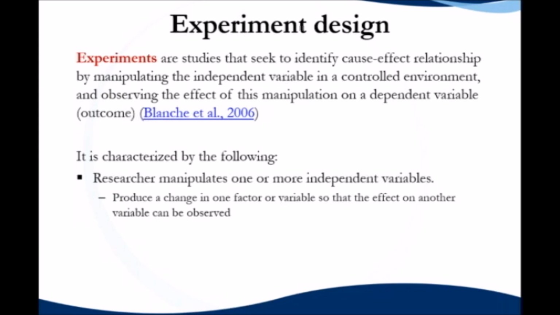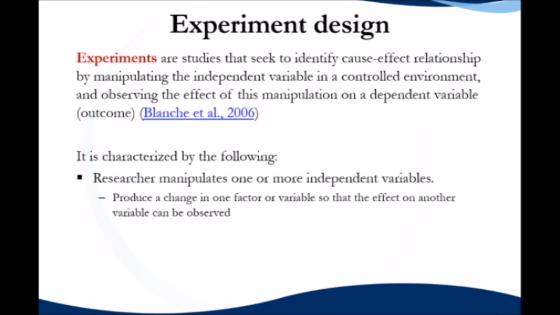And then in that process, we observe the effect. So as we manipulate the independent variable, we observe what happens to the dependent variable, which is the outcome variable. What we are interested in is an outcome response variable, or the dependent variable. But we have an independent variable that we are manipulating. When we manipulate it, we look at what is happening to our dependent variable, which is our variable of interest.